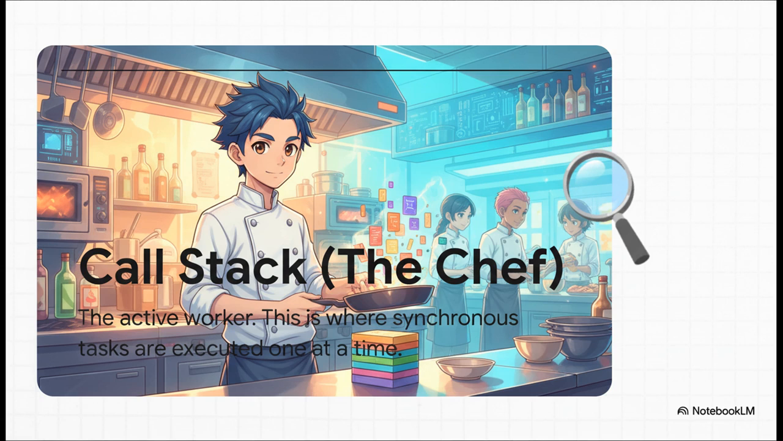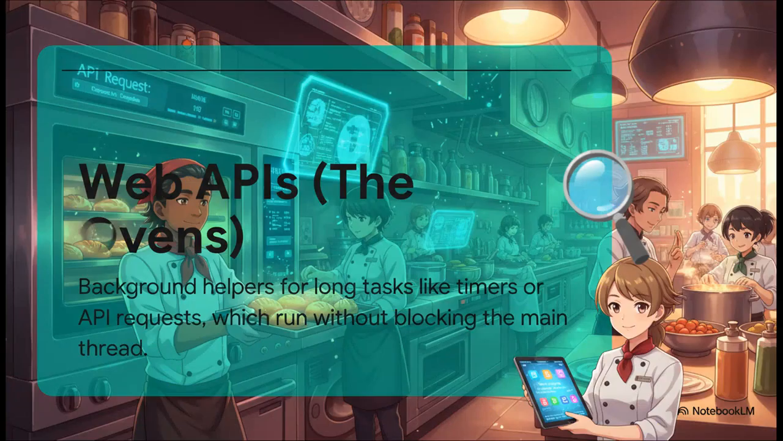The first piece of the puzzle is the call stack, and you can think of the call stack as our chef, our very focused, one-track-minded chef. The chef is actively working on one recipe at a time, and you cannot distract them. This is where all the immediate synchronous code gets done. But what about that 3-hour stew? Our chef is smart. They're not just going to stand there and stare at the pot. They're going to put it in an oven and walk away.